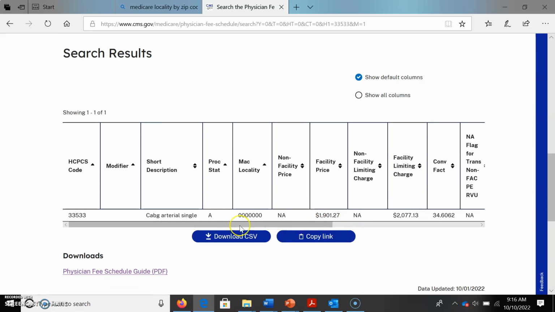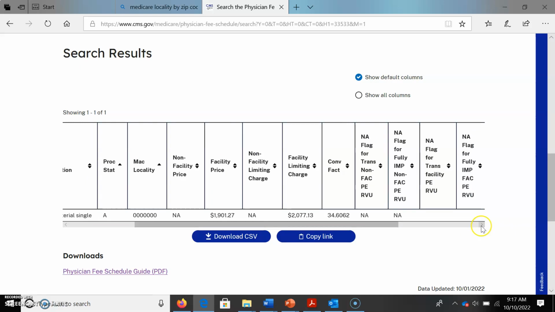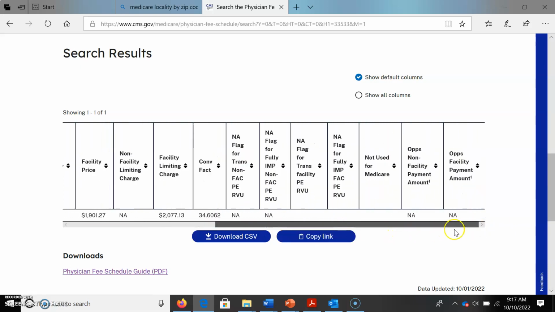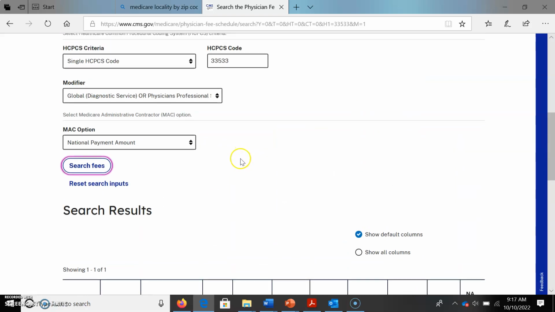Well, it showed the price. So this is for a CABG, and then it shows how much it would be paid. And notice that it only shows the facility price. Why? You can't do a CABG in the office, so it's not applicable. So it shows you that. You could see here the conversion factor that's being used. So there's a lot of different information you can see here.